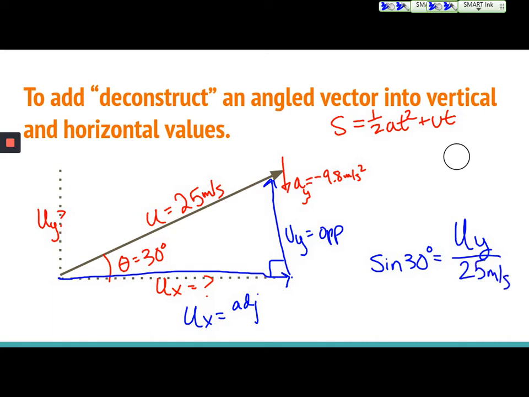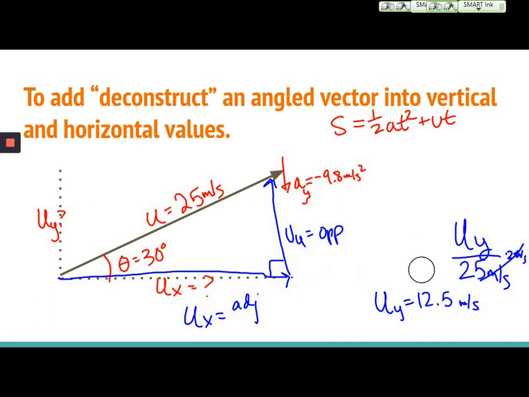So I can find my uy by just multiplying 25 meters per second to the other side. And so uy is going to be, make sure you're in degree mode here, 12.5 meters per second will be my uy, and it'll be straight vertical.